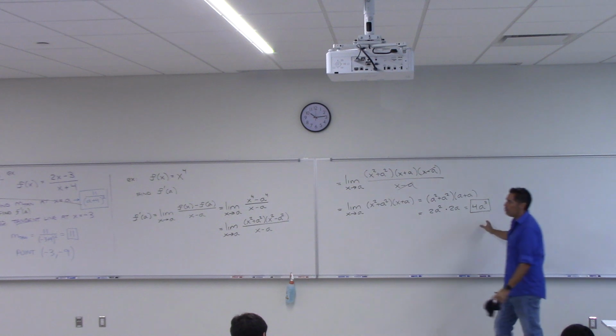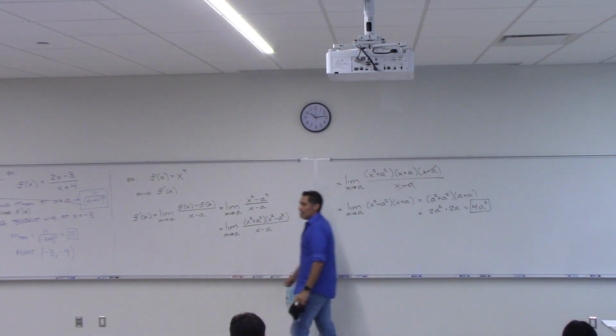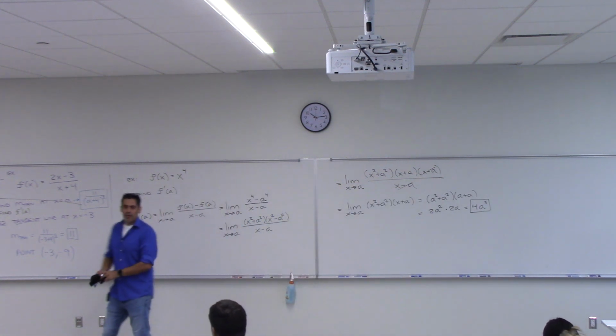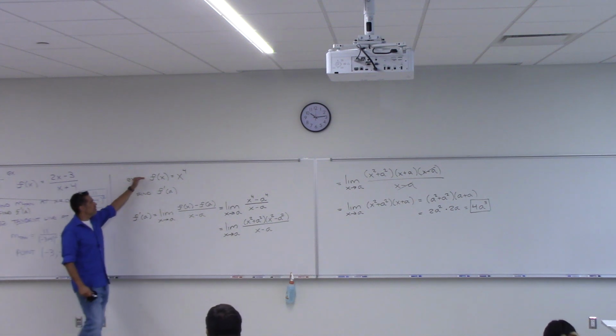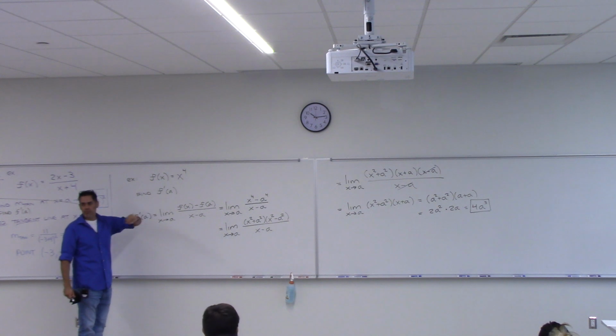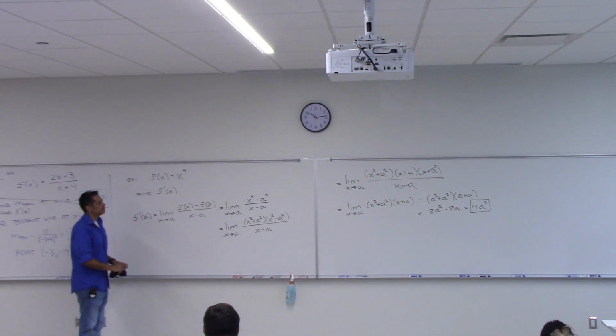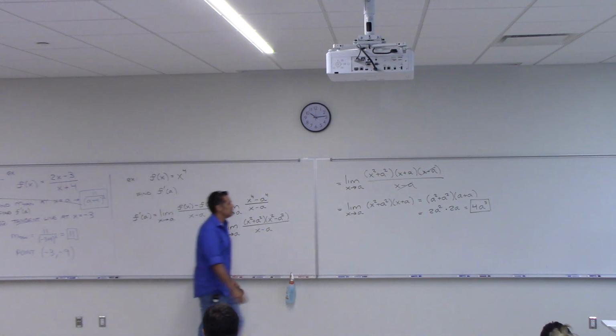There it is, 4a cubed. That's your general formula. That is your derivative. That is the derivative of this function at a. The derivative of this function at a is 4a cubed. We've answered the question. How are we doing? 8 minutes.